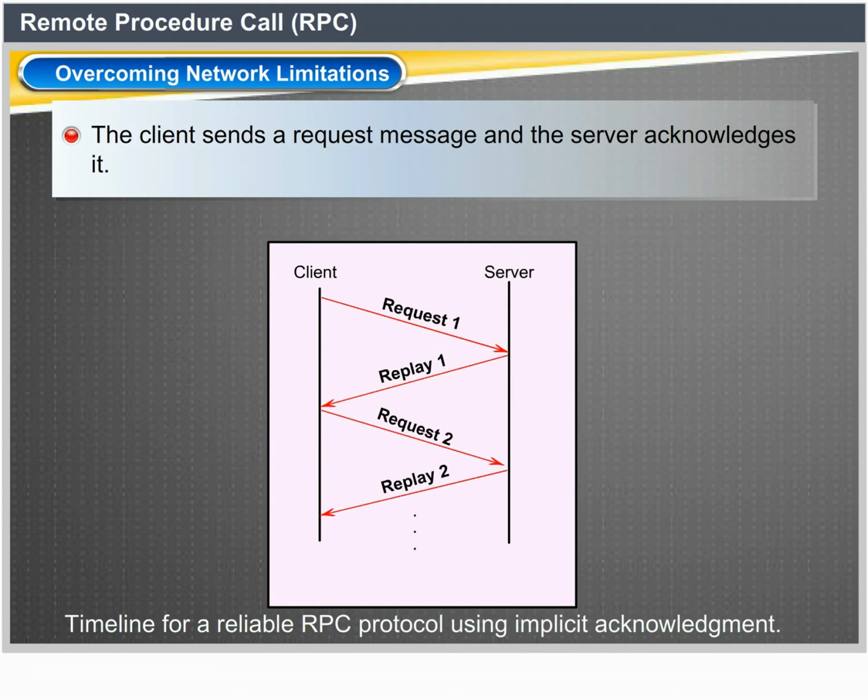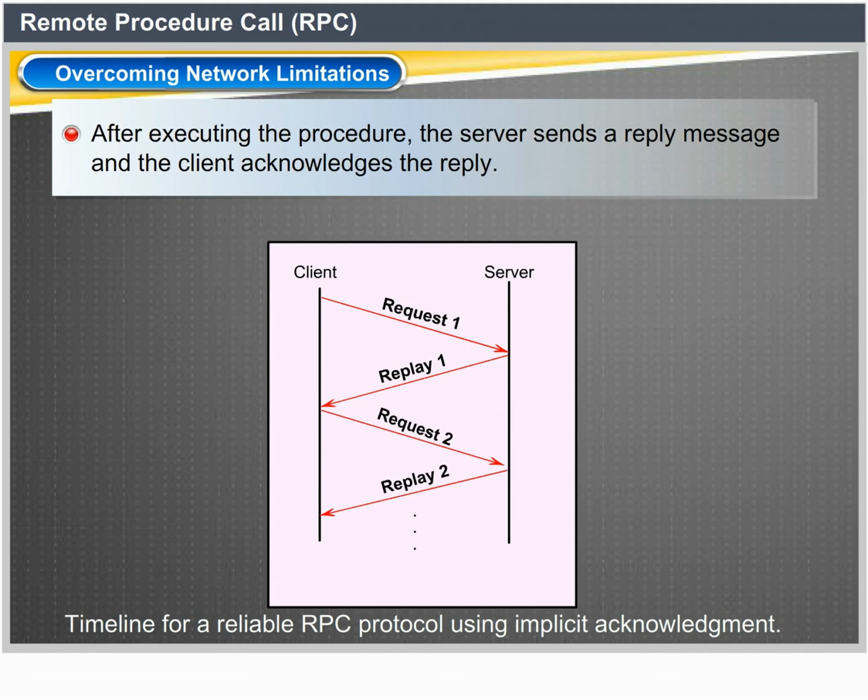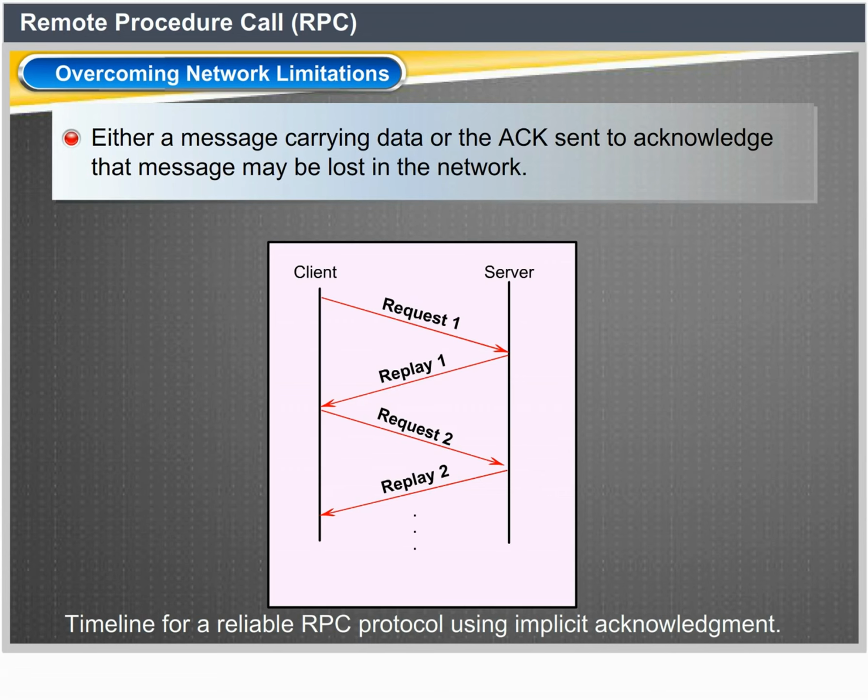The client sends a request message and the server acknowledges it. After executing the procedure, the server sends a reply message and the client acknowledges the reply. Either a message carrying data or the ACK sent to acknowledge that message may be lost in the network.